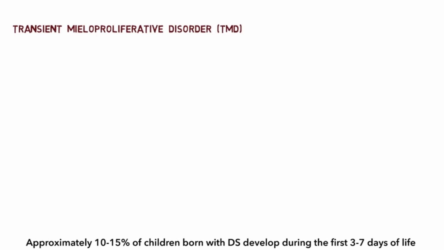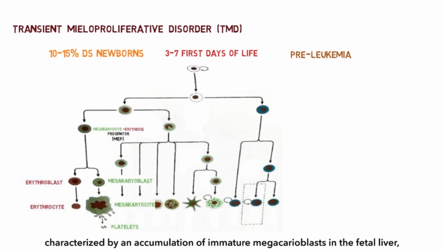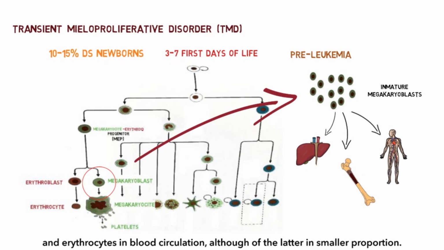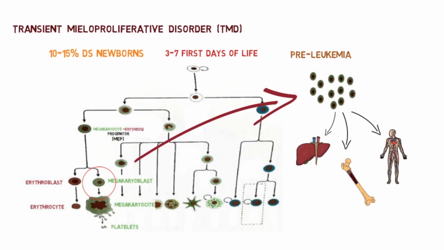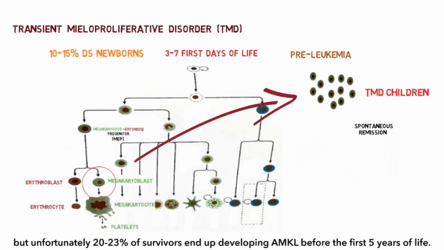Approximately 10 to 15% of children born with Down syndrome develop during the first 3 to 7 days of life transient myeloproliferative disorder, which is a pre-leukemia characterized by an accumulation of immature megakaryoblasts in the fetal liver, peripheral blood, and bone marrow, and a decrease in the number of platelets and erythrocytes in blood circulation, although of the latter in a smaller proportion. Most cases tend to revert without treatment within 3 months, but unfortunately, 20 to 23% of survivors end up developing AMKL before the first 5 years of life.